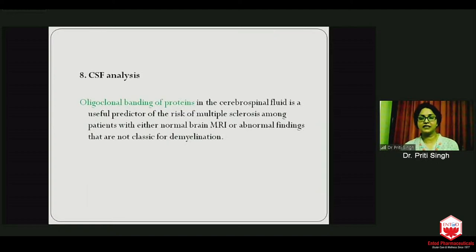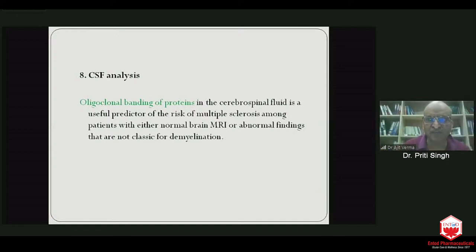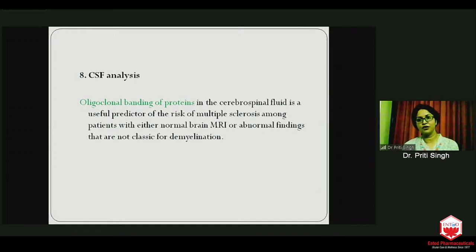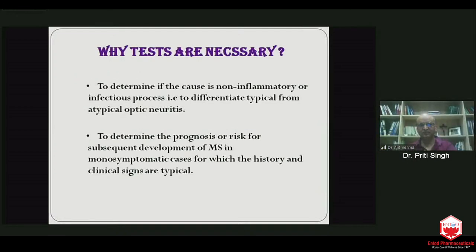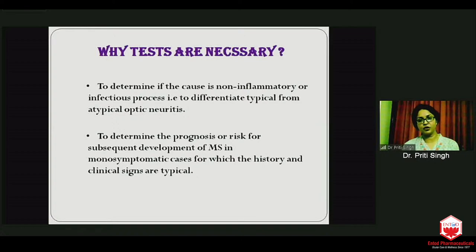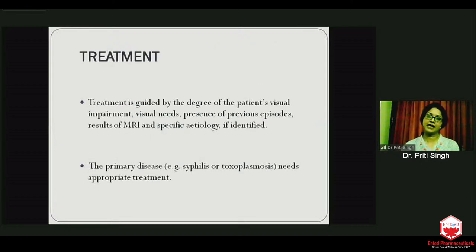Now, CSF analysis is useful whenever MRI is doubtful, because CSF is a useful predictor of multiple sclerosis. Tests are necessary to differentiate typical from atypical optic neuritis and to determine the prognosis or risk for subsequent development of multiple sclerosis. Treatment is guided by the degree of the patient's visual loss, visual needs, presence of previous episodes, results of MRI, and specific etiology if identified. Like if candida disease is identified, it needs appropriate treatment.